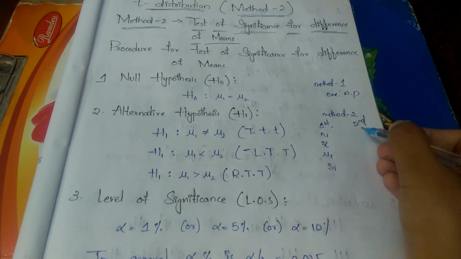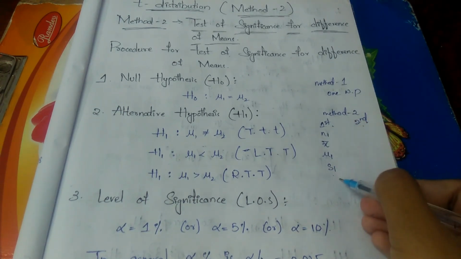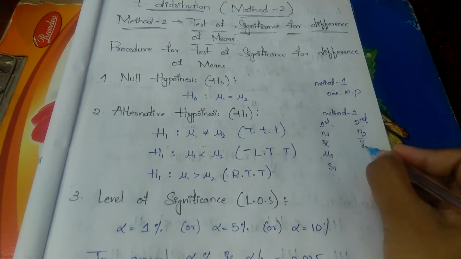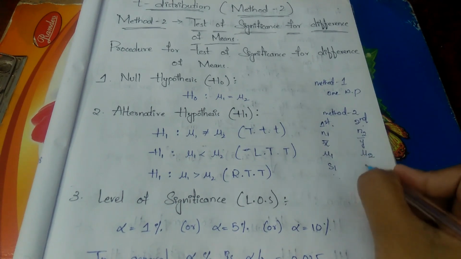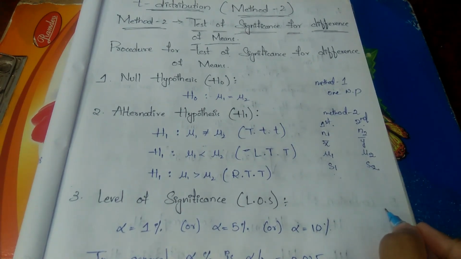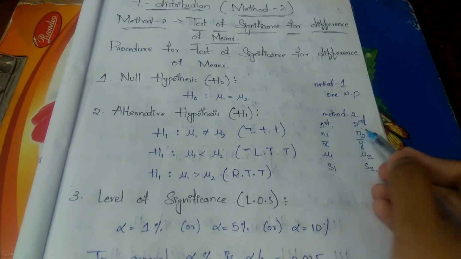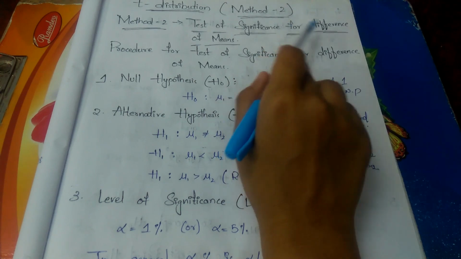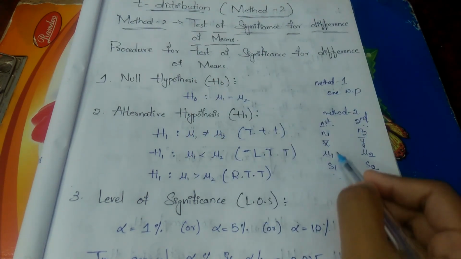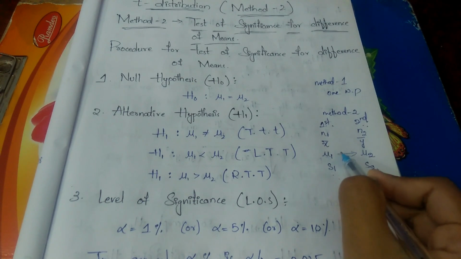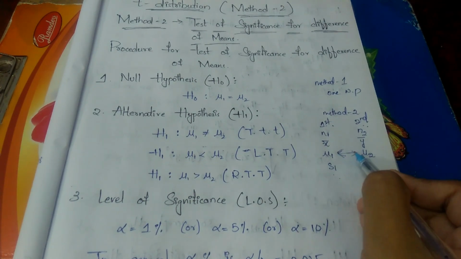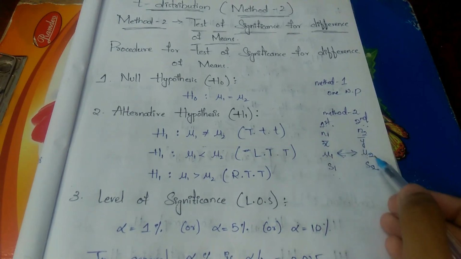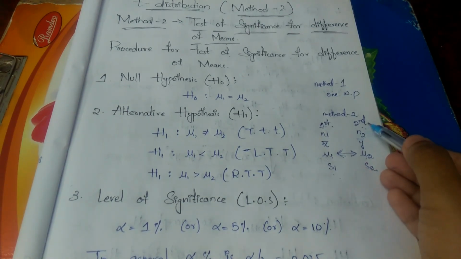And similarly for the second normal population also we will have these four terms. We represent those as n2, the sample mean as y bar, the population mean as mu2 and the standard deviation as s2. So in method 2 we have two different normal populations. That's why this is the test of significance for differences of means. So we will compare mu1 and mu2, the population mean of the first normal population and the population mean of the second normal population.